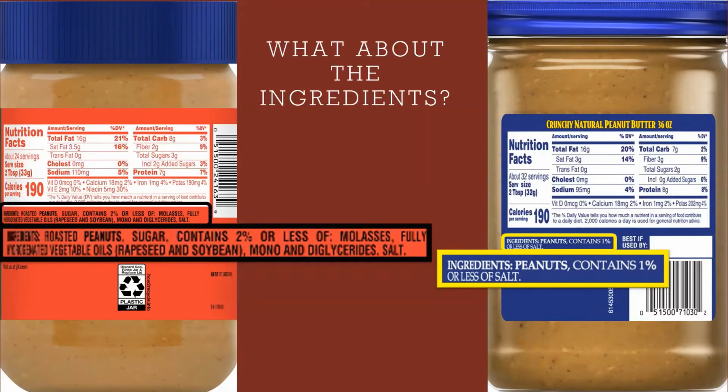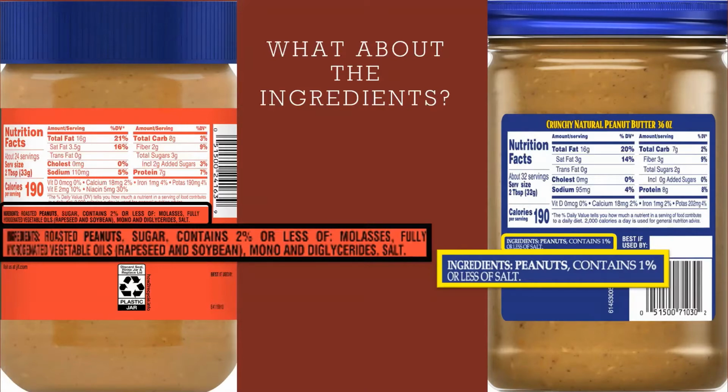It's important to note that when you're looking at ingredients, the first ingredient listed is going to be the most of the contents of that item. The second ingredient is also usually in pretty high amounts. The ingredients list is in descending order of amount. That means both of these, the main ingredient is peanuts, but the one on the left, the second ingredient is sugar. Do you really need extra sugar in your peanut butter?